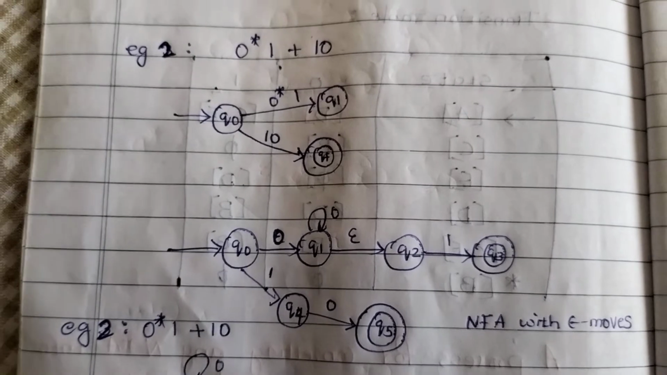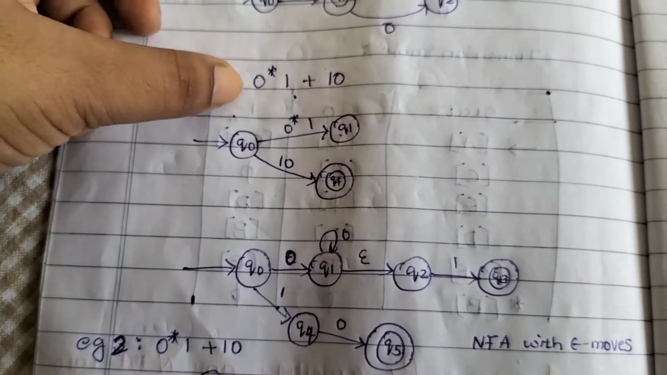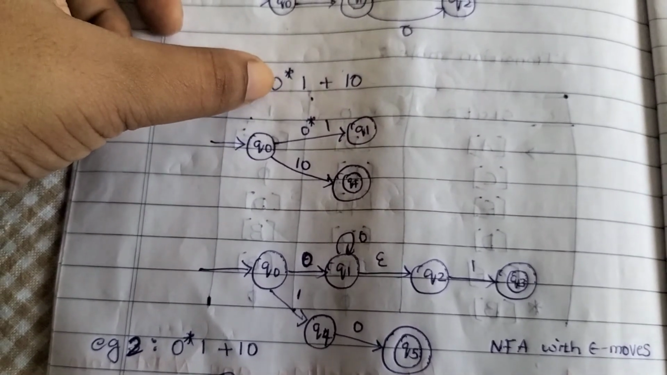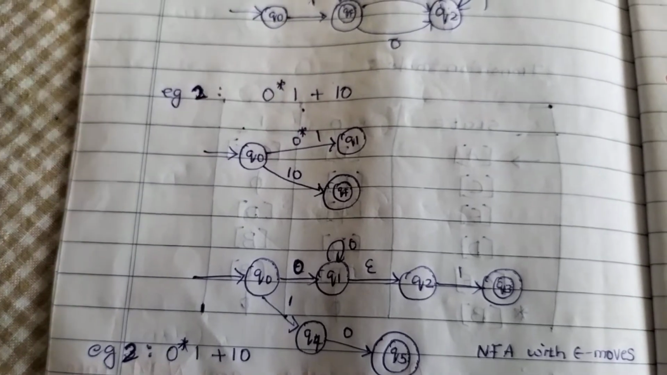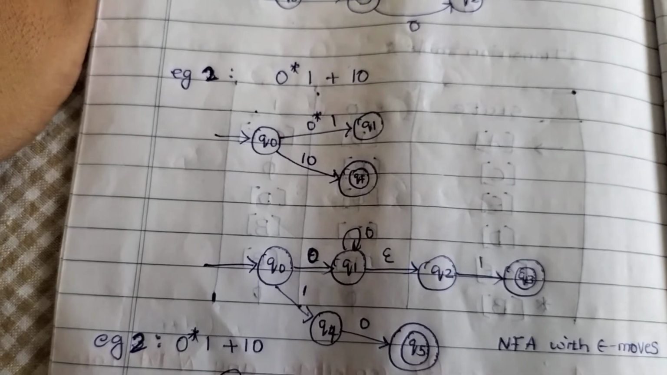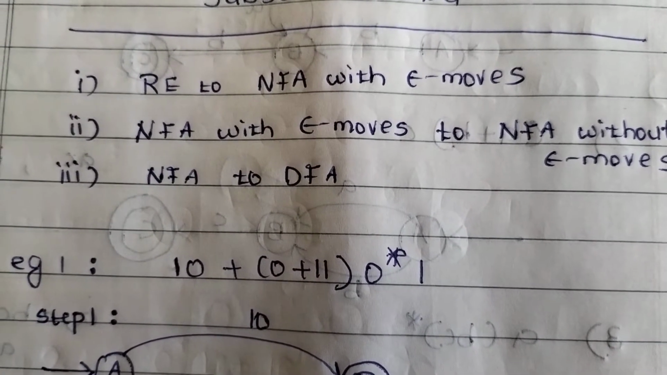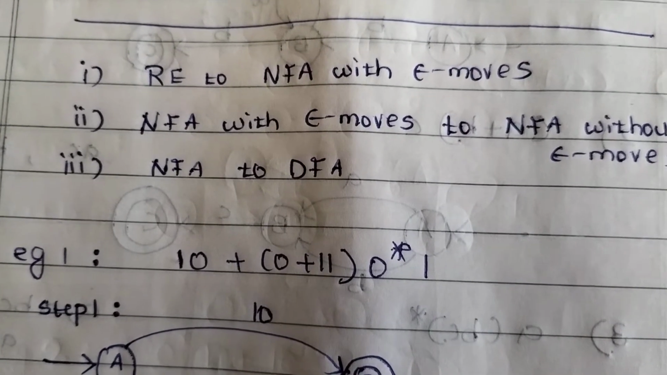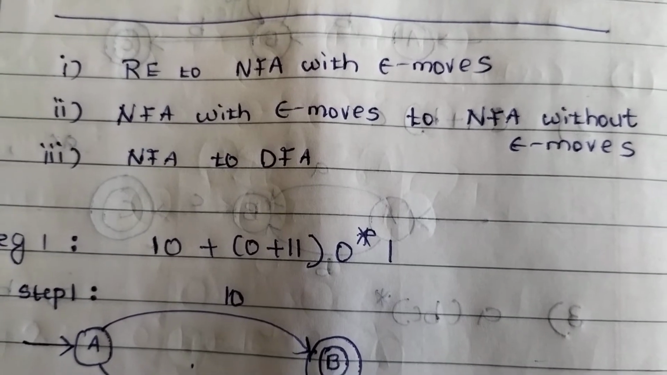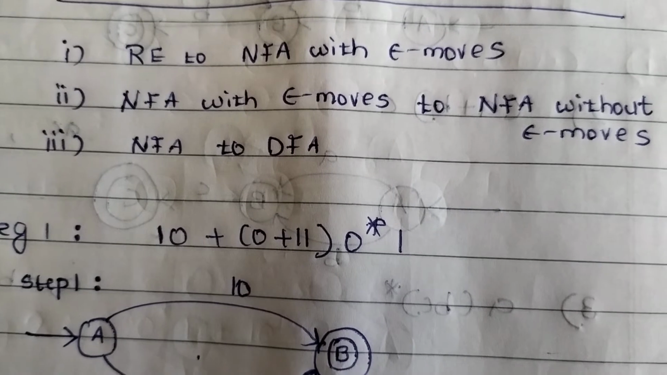Now we'll see example 2, 0 star 1 plus 1 0. How we are drawing this particular regular expression into a DFA, that we will see now. So here, with the help of epsilon moves, we are performing this. What are the steps? Regular expression to NFA with epsilon moves initially. Then the NFA with epsilon moves, from that to without epsilon moves we are making. Then finally the NFA to DFA we are making.